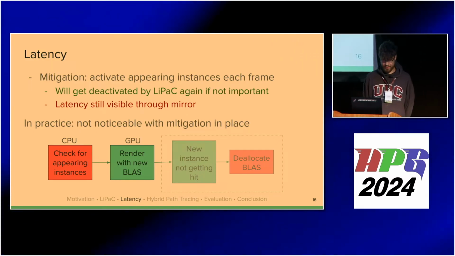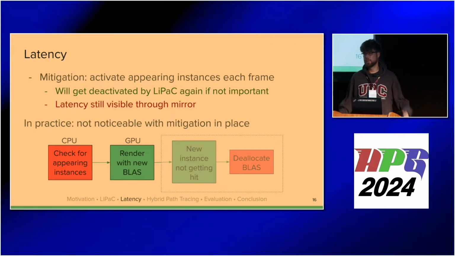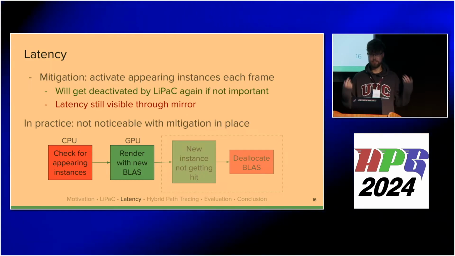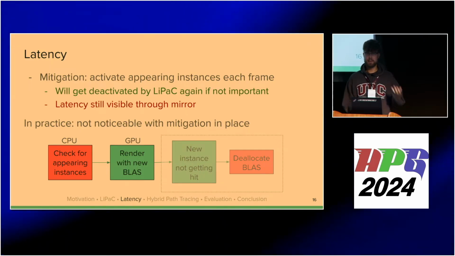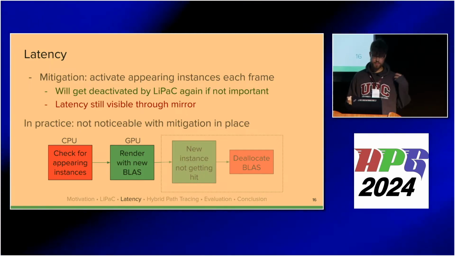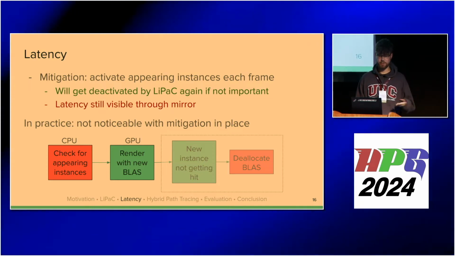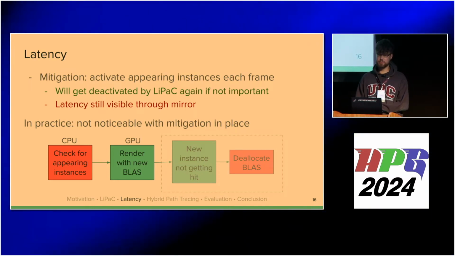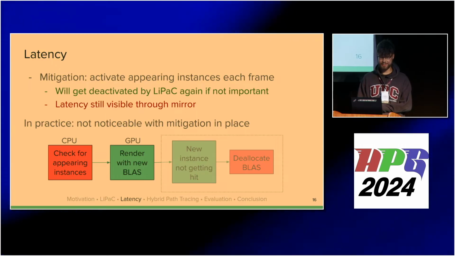And in theory, we still have the problem that when we are looking through a mirror, so instances are not inside the frustum, we still have this latency of a couple of frames. But in practice, in a real-time renderer in a game, this wasn't really noticeable at all.